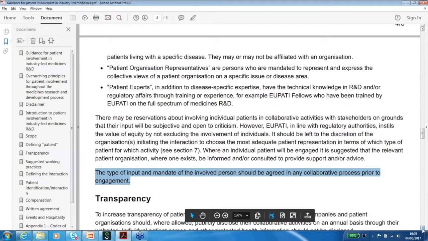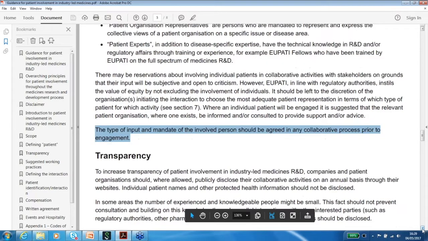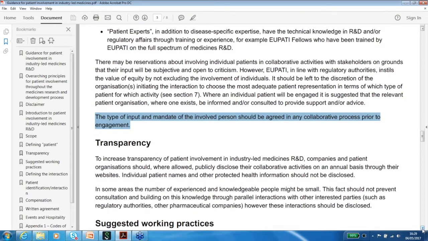Okay, I'm going to move on to the transparency section now. The transparency section really covers disclosure of patient involvement activities. We really want organisations to start sharing publicly what they're doing with patients, but obviously we don't want it down to the individual patient name level or health information. That's really important.